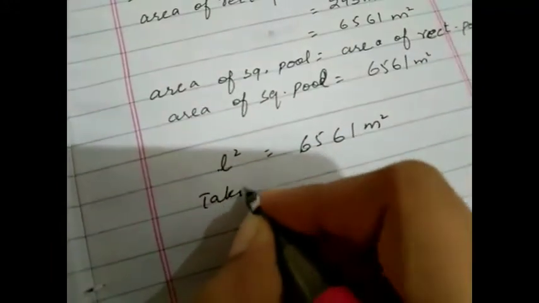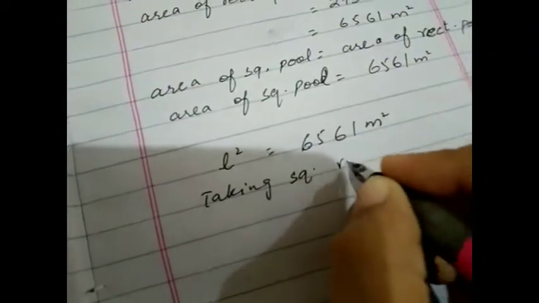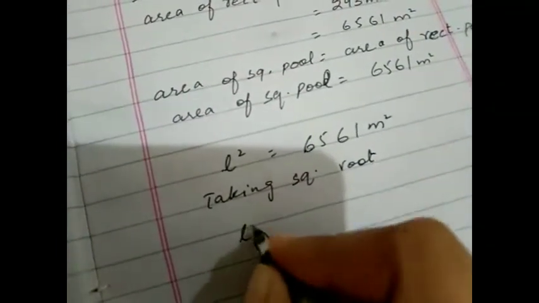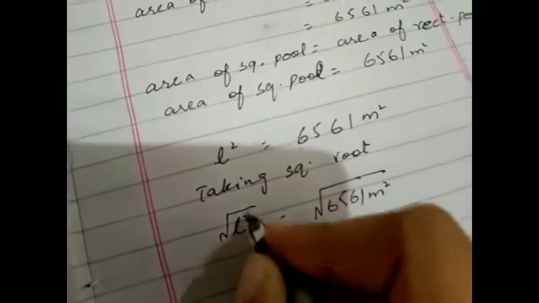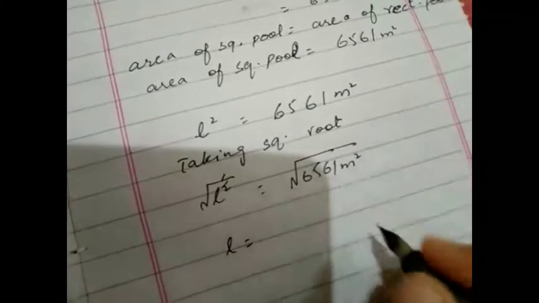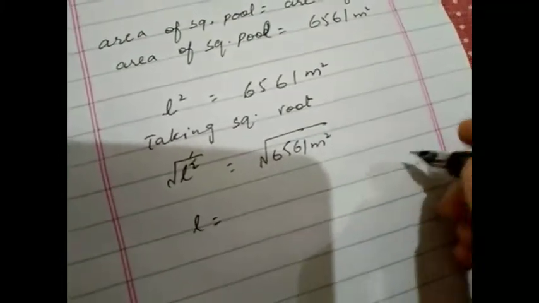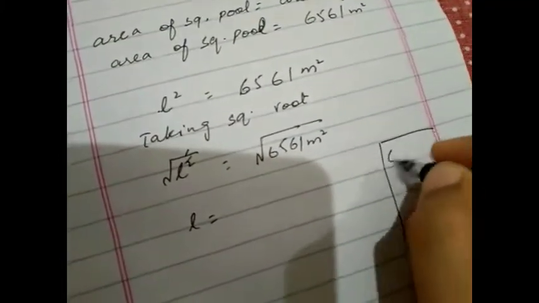To find the length of one side, I will take the square root. Taking square root, L square and 6561 meter square. L is equal to the square root of 6561. I will take the square root by the division method.